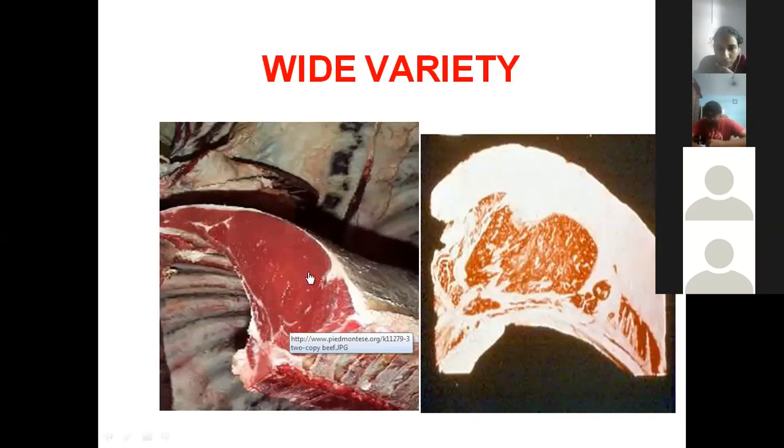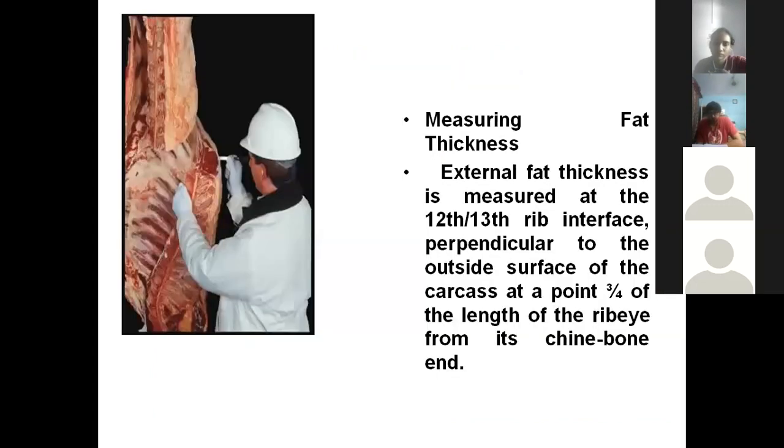So this is called the rib eye area. This whole red color, or you can see in the case of pigs, this is the rib eye area, and this is the back fat. This is the fat. You can see here in the case of cattle, it is having very little fat. In the case of pigs, we'll have more fat thickness. Is it clear?